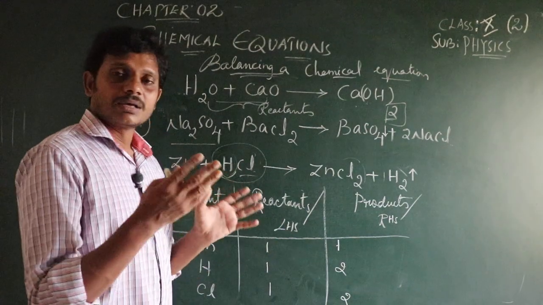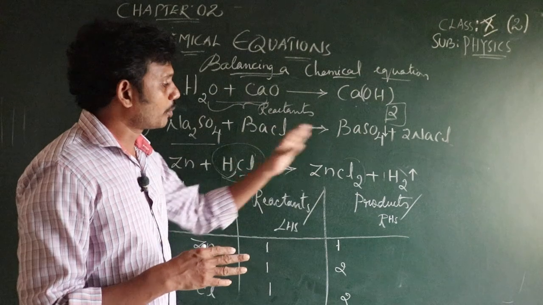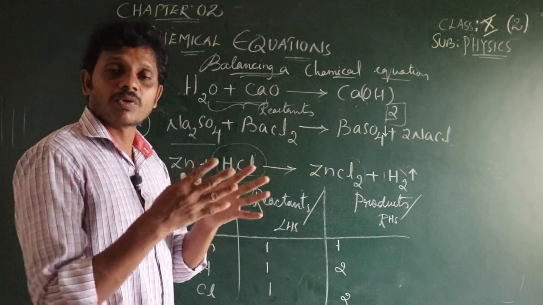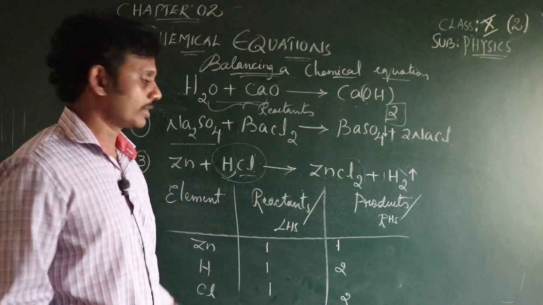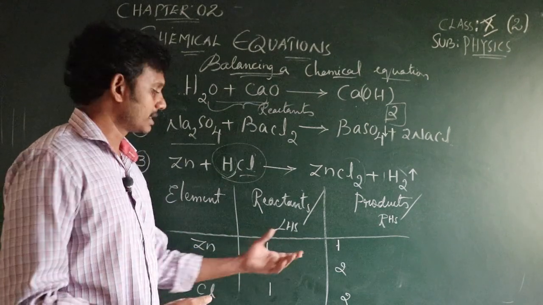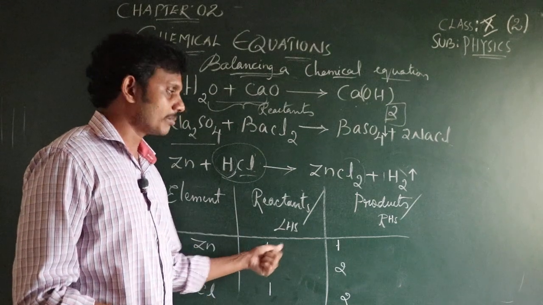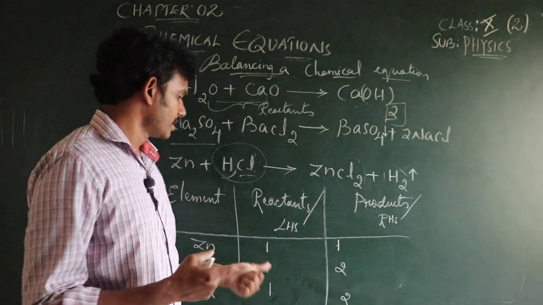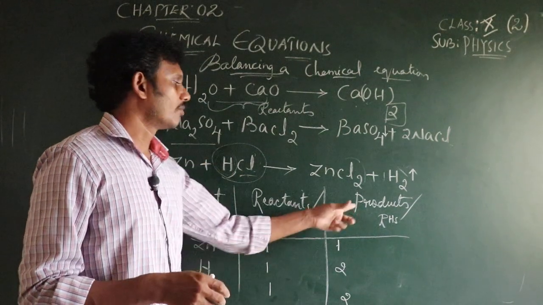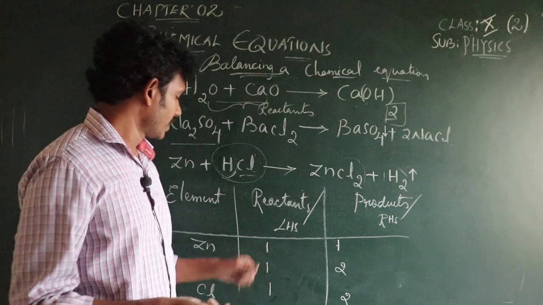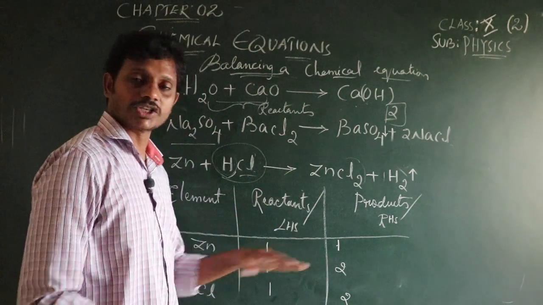The ratio of atoms in the reactants must be equal to the ratio of atoms in the products, then only we can say it is a balanced chemical equation. Now, are both the values the same? Zinc, here in reactants 1 atom is there, in products only 1 is there, so that is fine. What about hydrogen? Here 1 is there, whereas in products 2 are there. It is not balanced, it is not equal, its ratio is not the same.